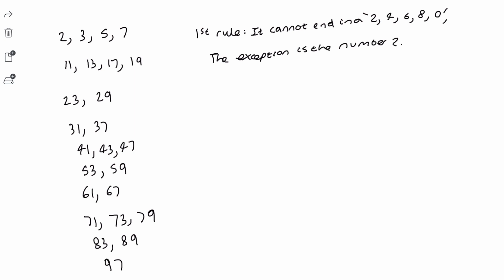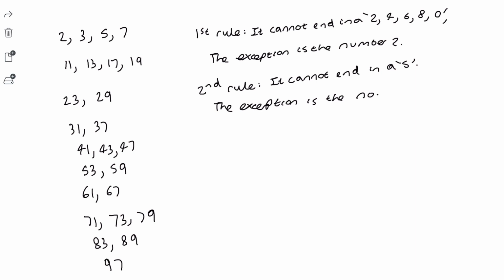Other rules: it cannot end in a 5 because if it ends in a 5, it is divisible by 5, the exception being the number 5. Another rule is it cannot be a multiple of 3, excluding the number 3.